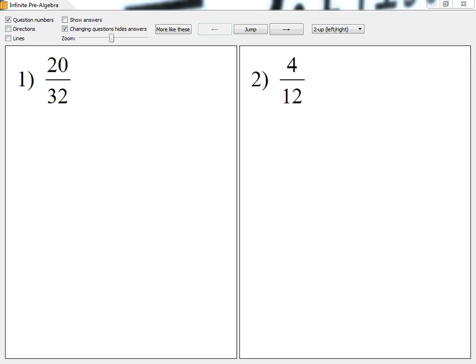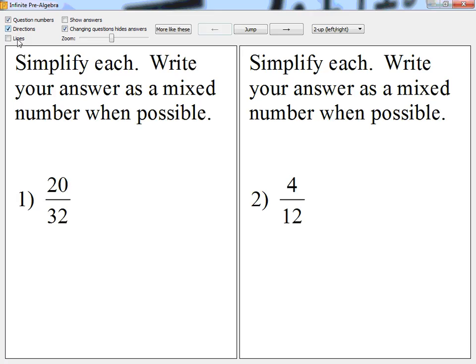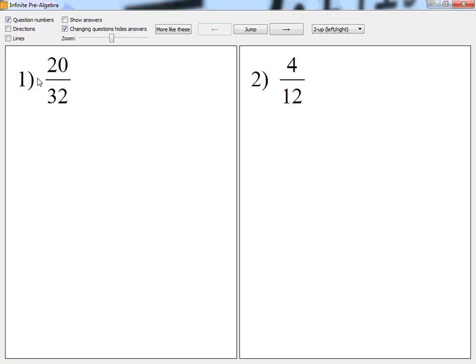Alright guys, so we're going to look into simplifying fractions. What simplifying fractions really means is write the same fraction with smaller numbers. That's basically it. So if we read the instructions, it says simplify each, write your answer as a mixed number when possible. We're going to have some mixed numbers later on.